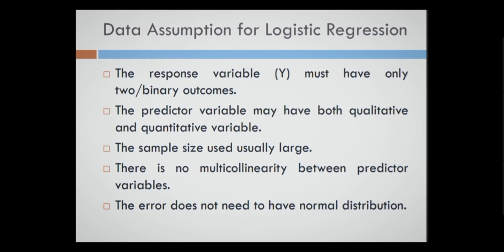So the assumptions for logistic regression. The first one, the response variable y must have only two outcomes, called binary. Only two, male or female, survive or die, and so on. The predictor variables, which are the independent variables, may be both qualitative and quantitative. The sample size used is usually large. There is no multicollinearity between the predictor variables, so we can check first through the box plot or the scatter plot. The error does not need to have a normal distribution, so there is no need for us to check for normality for logistic regression.